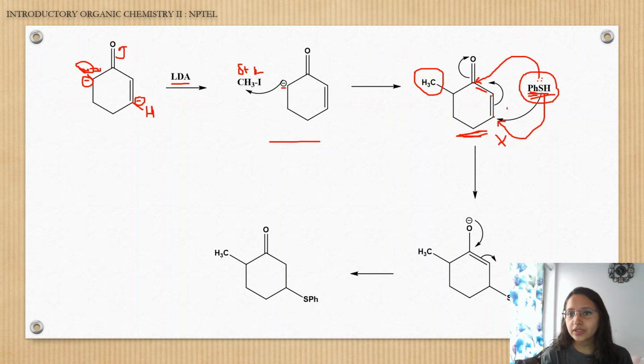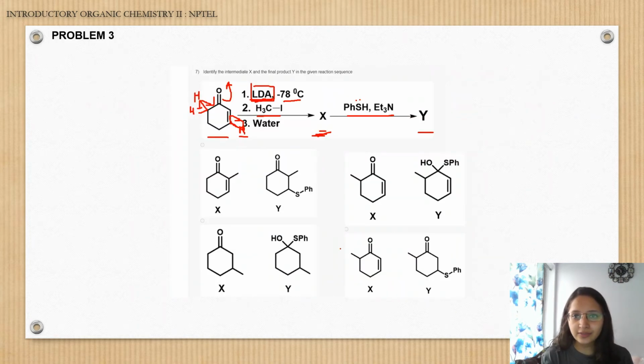So this PhSH is now going to give you a 1,4 addition, and this oxyanion species is getting generated, which now takes up the proton. Just tell me if you understood: which proton will it take? Does your system have any protic solvent? No, your system doesn't have any protic solvent. So now what happens here is, this triethylamine doesn't have a proton to give. I know that it has a CH2CH3 kind of thing, but it is not going to give you the proton.